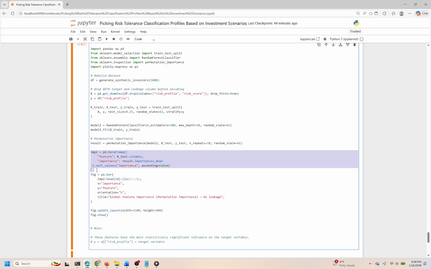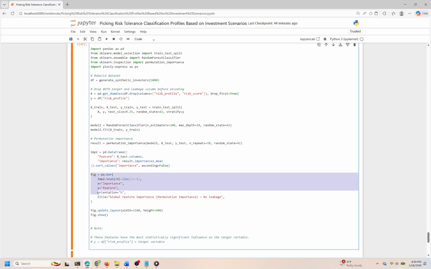The results are organized into a data frame where we can see the features ranked by their importance. Finally, we visualize the top 20 features using a horizontal bar chart. This allows us to easily identify which factors hold the most significant influence over our predictions, providing actionable insights.